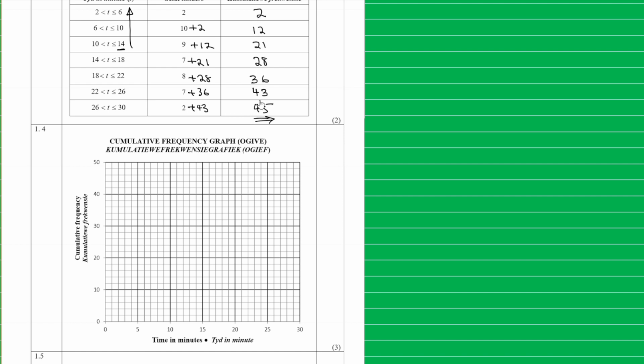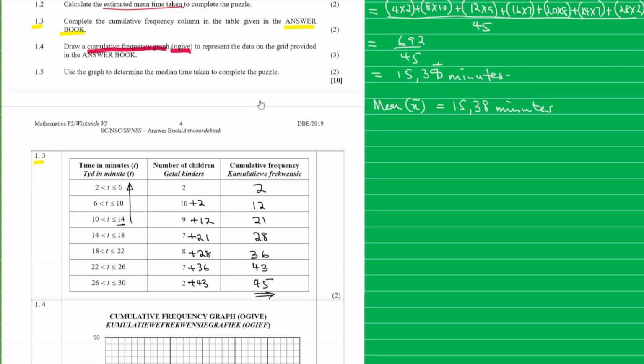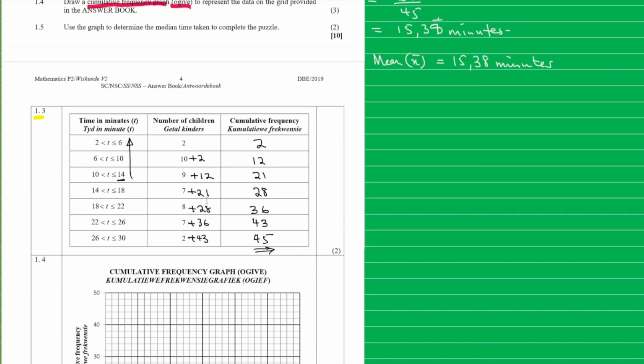And then now we come to the part where we are asked to draw a cumulative frequency graph. We call it an Ogive, that's another term for it, to represent the data on the grid provided in the answer book. 3 marks there. So you see it's 3 marks. Don't spend so much time on it. Now, how do we draw a cumulative frequency graph?